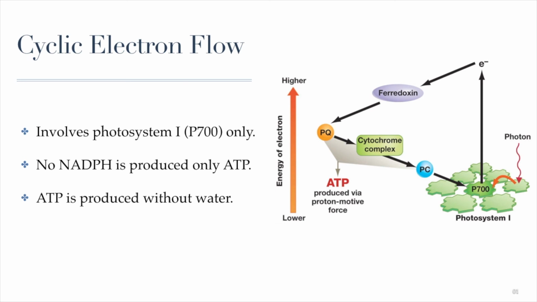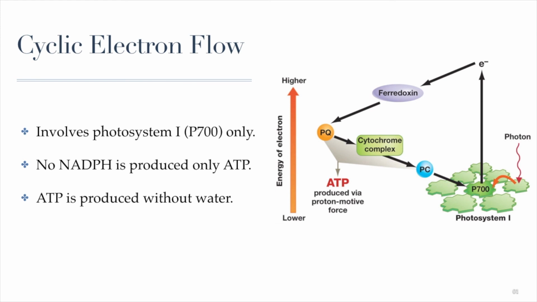Now, during non-cyclic electron flow, which is the name of the electron transport chain we learned about earlier in this lesson, the final electron acceptor for the photoexcited electrons is NADP+, which gets reduced to NADPH, and then leaves the electron transport chain so it can go on to the Calvin cycle. So for that particular process, we needed a constant supply of water to act as electron donors because the electrons are leaving the electron transport chain. But cyclic electron flow doesn't need water because the electrons never leave the electron transport chain.